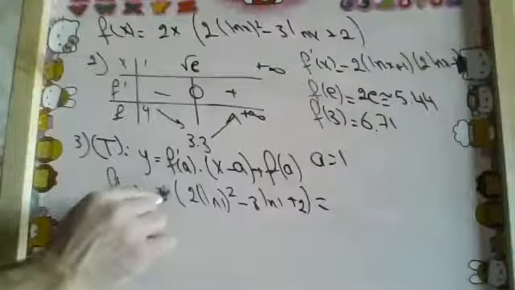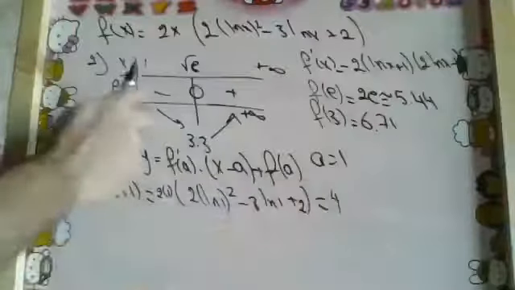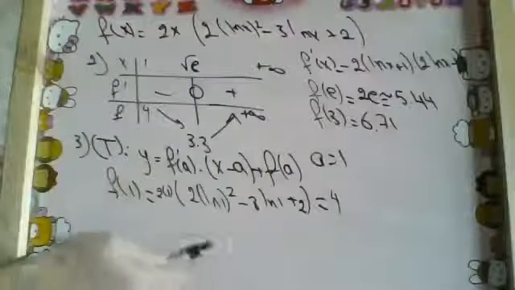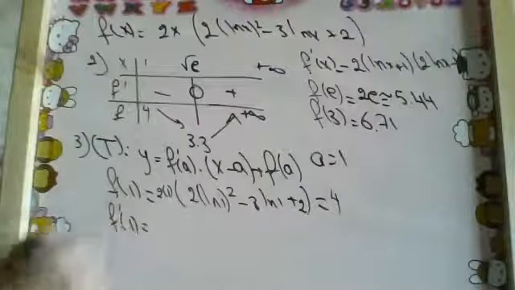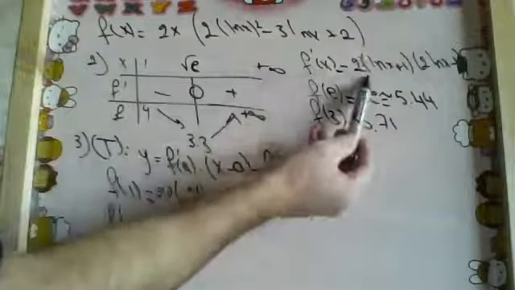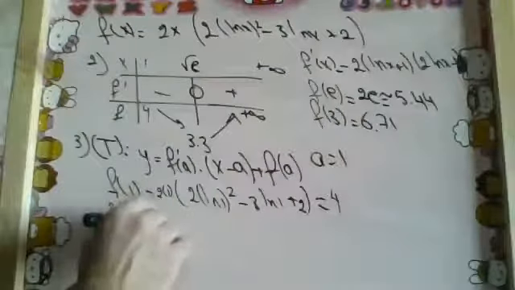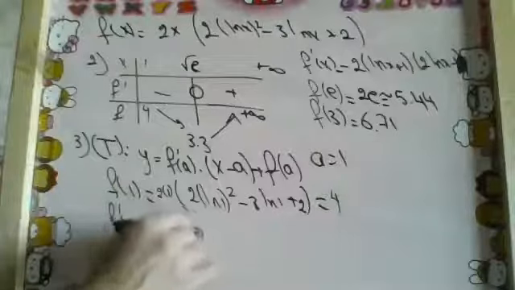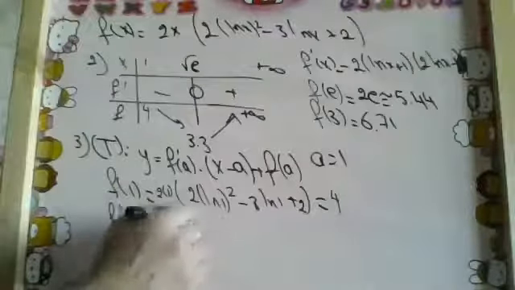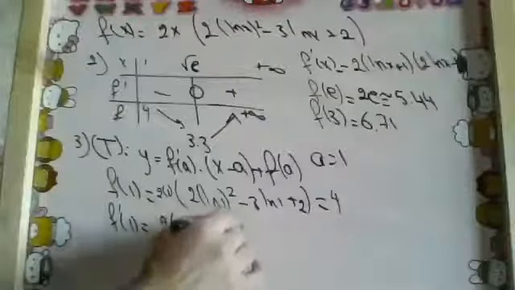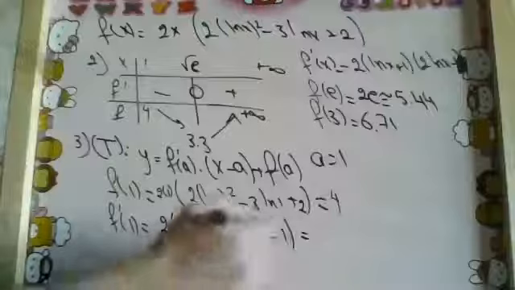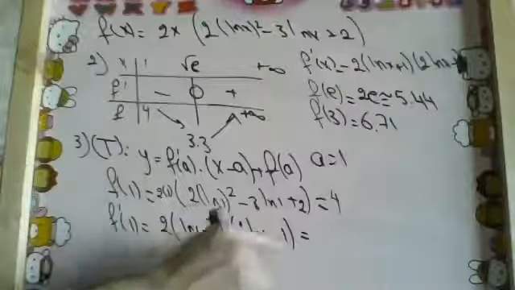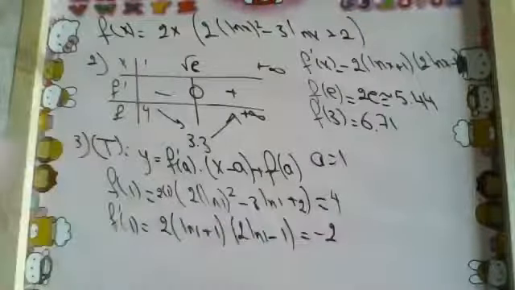We already found f of 1, which is 4. And f prime of 1: we have 2 ln x plus 1 into 2 ln x minus 1. With ln 1 equal to 0, it's 1 into minus 1, which is negative 1, and then 2 times negative 1 gives negative 2.